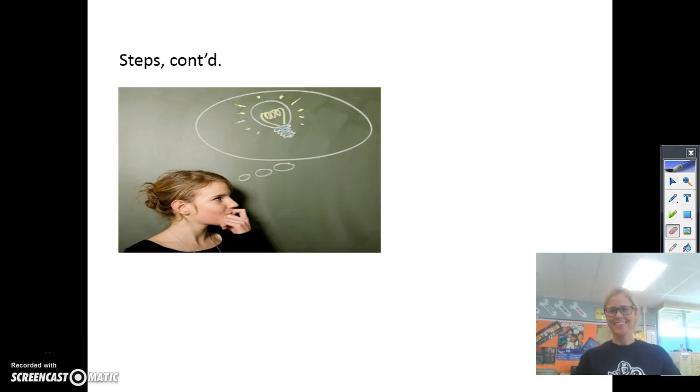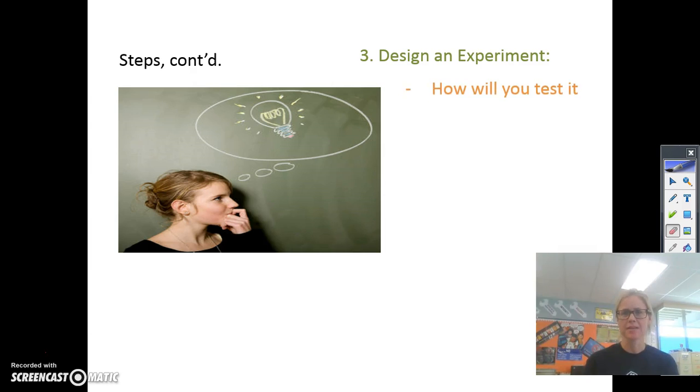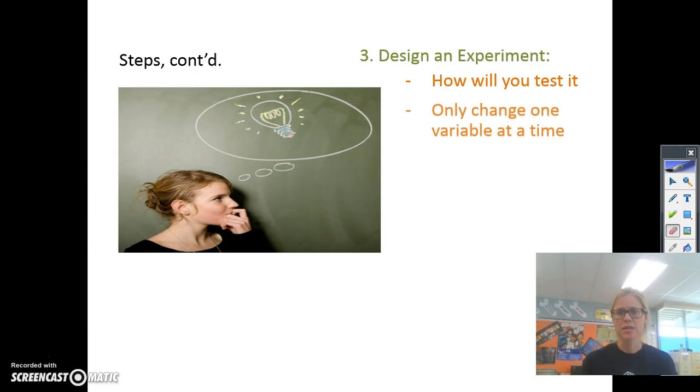Hello. All right. So, in order to test your hypothesis, we want to figure out the answer to our question. We need to design an experiment. When we design an experiment, we're basically going to say, how are we going to figure out the answer to our question? How will we test if we run faster with shoes on or without? Well, I'll run with shoes and I'll time myself. And I'll run without shoes, and I'll time myself. So that's how we're going to test it.